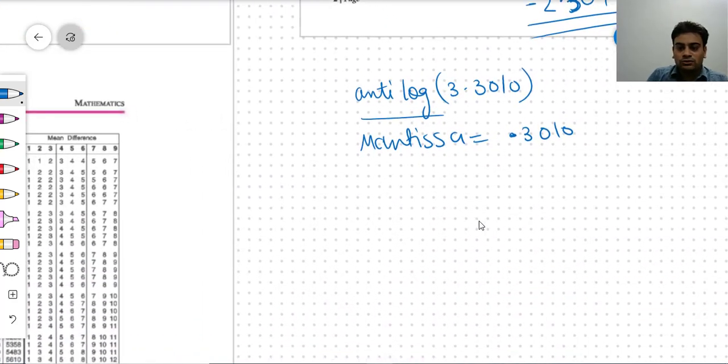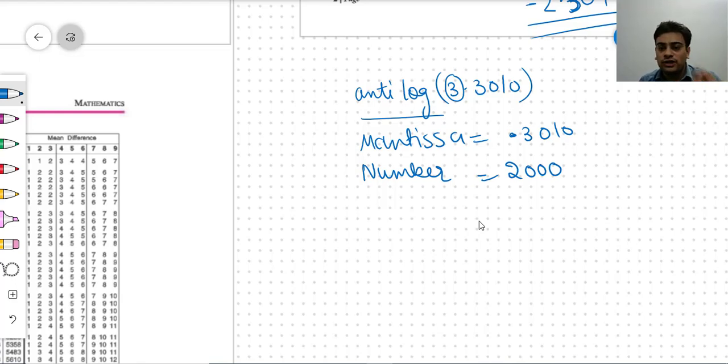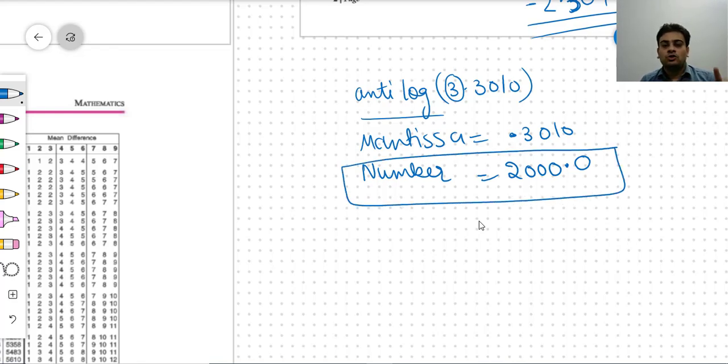So here my number is 2000. Now we need to find the decimal place. Since the number before the decimal is 3, my decimal place will be after 4 digits, that is, after 2000. So my number is 2000. So the antilog of 3.3010 is 2000, that is, the log value for 2000 is 3.3010. Correct? Clear? Okay.